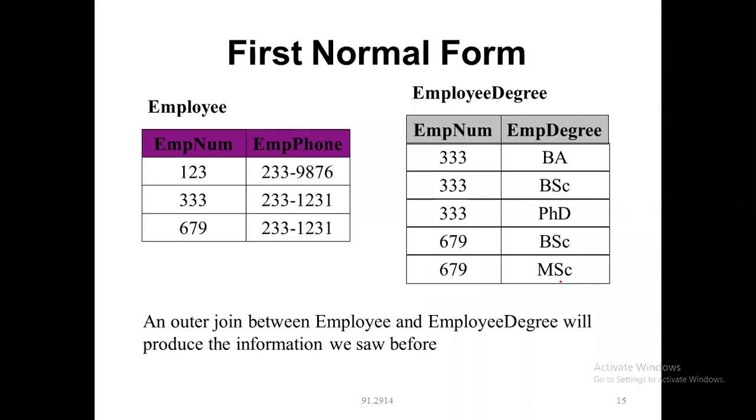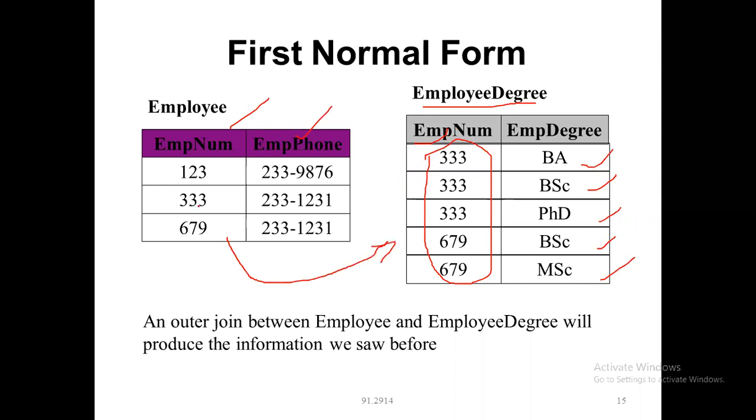So this is the solution. I have an employee table with the employee number and the employee phone. Then I have a degree table. For this employee, these are your employee numbers, and each has many degrees. So this is how it is linked.